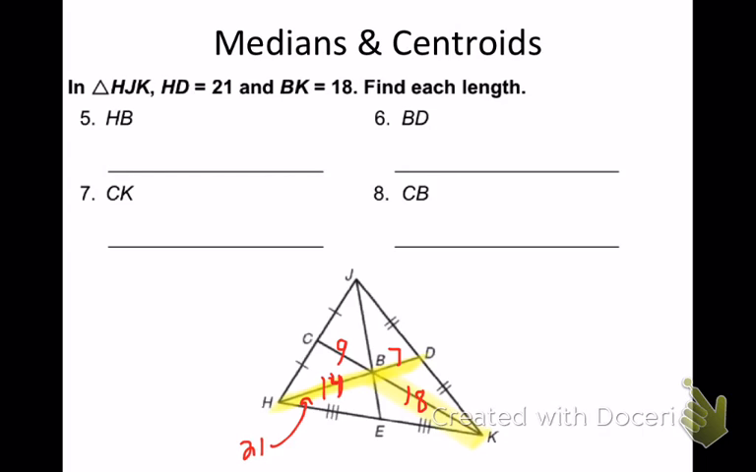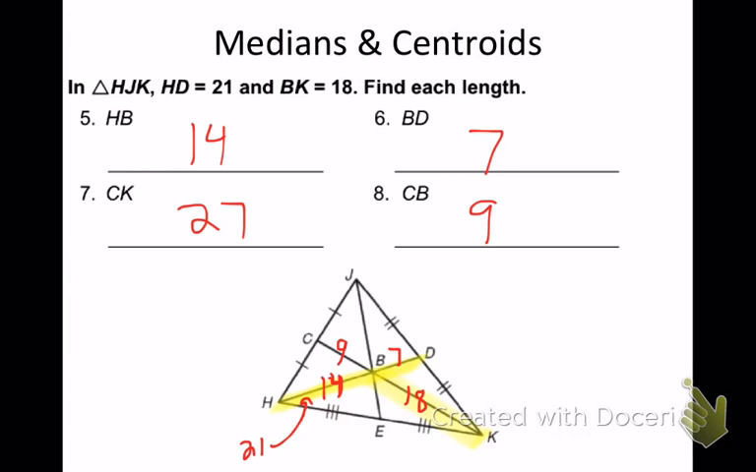Great. So now let's fill in the missing parts here. Number 5 says find HB. Well, what's HB? We found it already. It is 14. 6 says find BD. What's BD? 7. Found that one already too. 7, CK. What's CK? 27. How'd you find that, Ty? You add CB and BK together. That gives me the whole segment. 9 plus 18 is 27. Nice job. And last one, CB. Well, we already found it. What's that? 9. There it is. Again, always start off with finding that shorter segment. It will make everything else a lot easier.